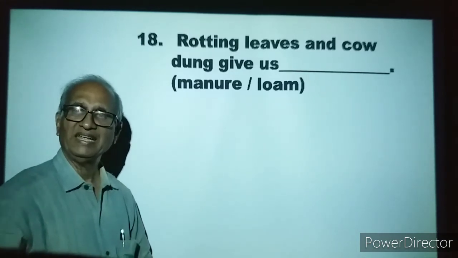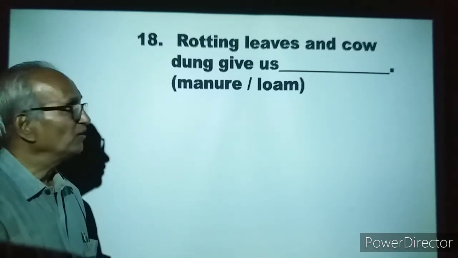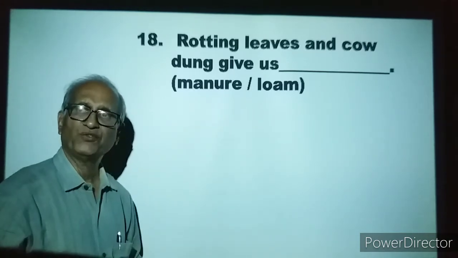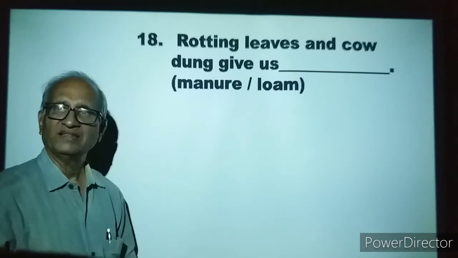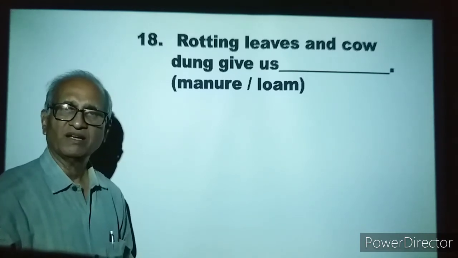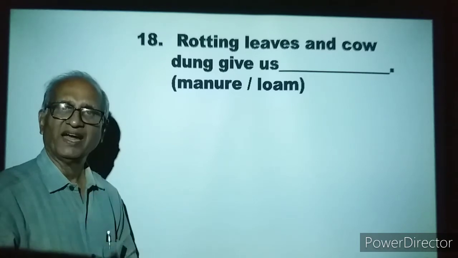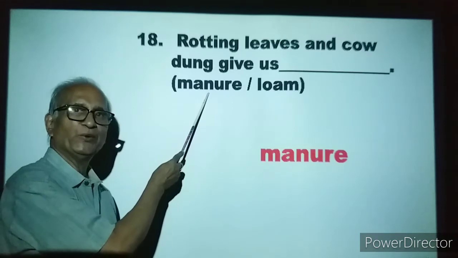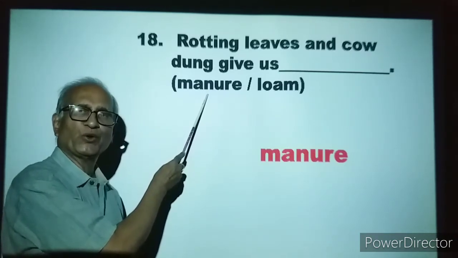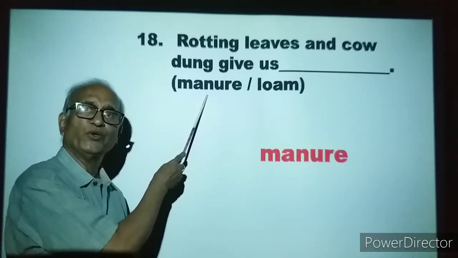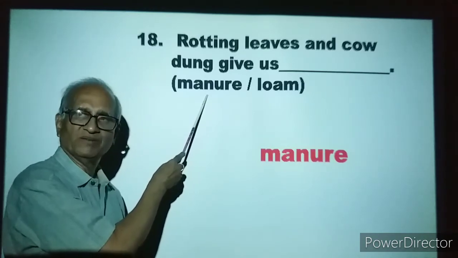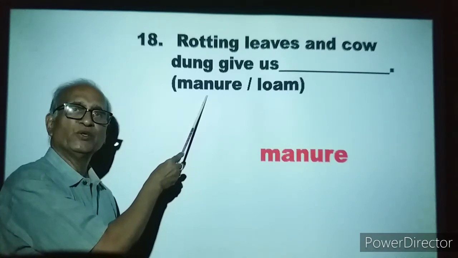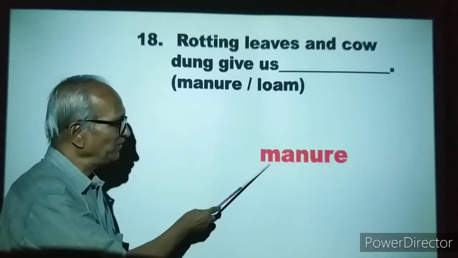Next question. Rotting leaves and cow dung give us dash. Manure. Leaves, green leaves, they start rotting. To that you add cow dung and leave it in the pit for a few days. The leaves start undergoing decay, cow dung gets mixed with that, and ultimately you get beautiful manure to grow plants. That's how you can make manure. Instead of going for fertilizers, you can make your own manure and use it in the field or garden. Manure.